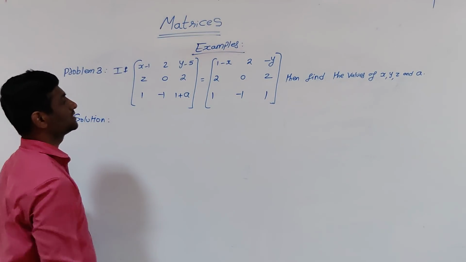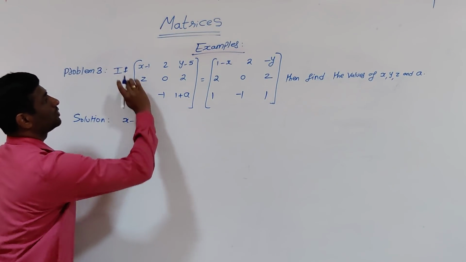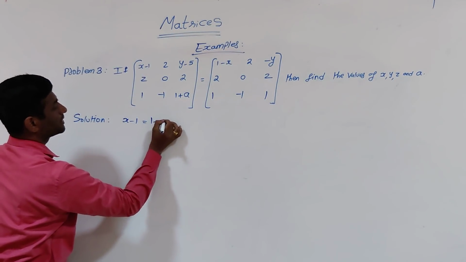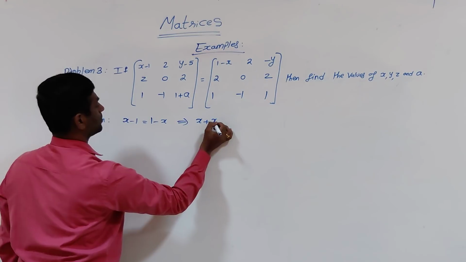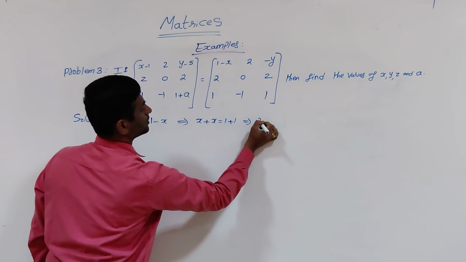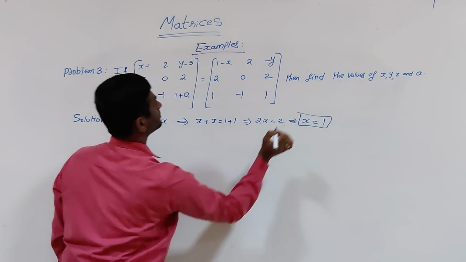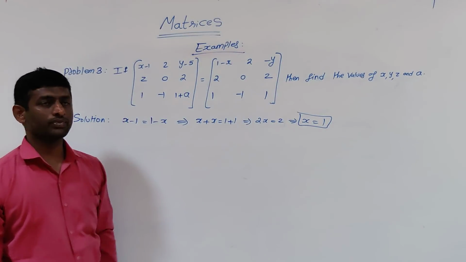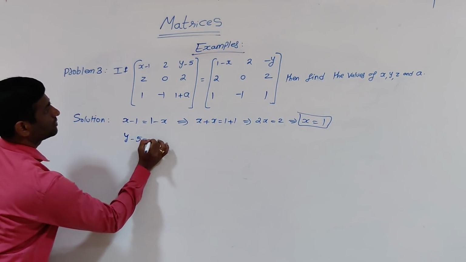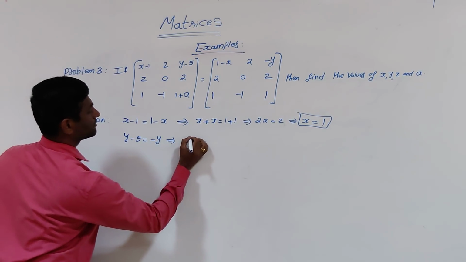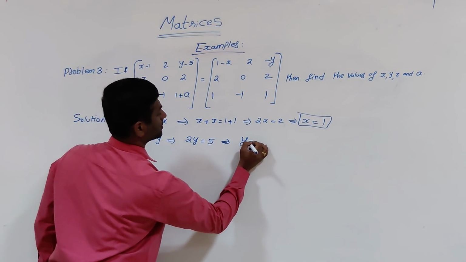As the two matrices are equal, we compare the corresponding elements. x minus 1 is equal to the corresponding 1 minus x. If we simplify, x plus x is equal to 1 plus 1, which implies 2x is equal to 2, so x is equal to 1. Next, 2 is equal to 2. Next, y minus 5 is equal to minus 5, which implies y is equal to 5 by 2.